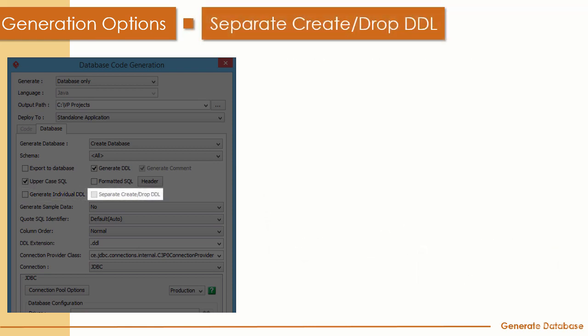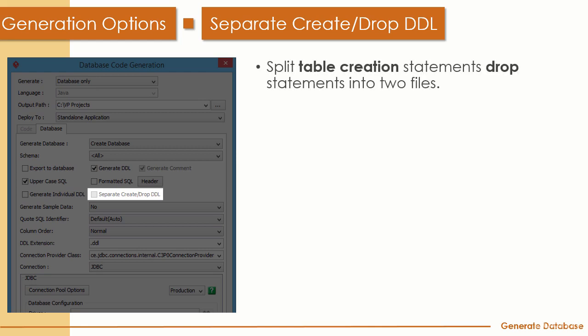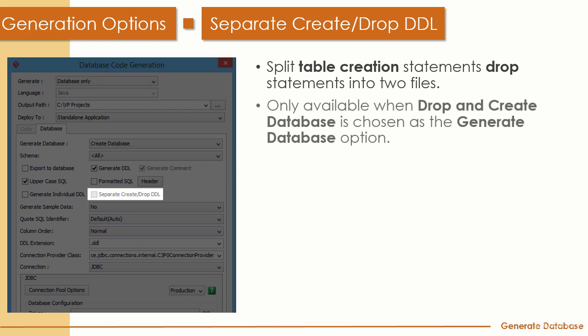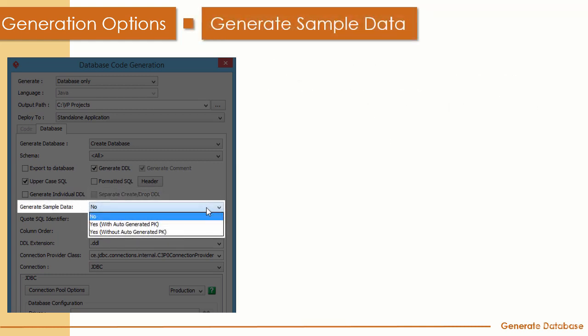Separate create and drop DDL. You can take this option to split the table creation statements and the drop statement into two files. It is a good practice to avoid dropping the production data. Please be reminded that this option is only available when you pick drop and create database in the generate combo box. And we have generate sample data.